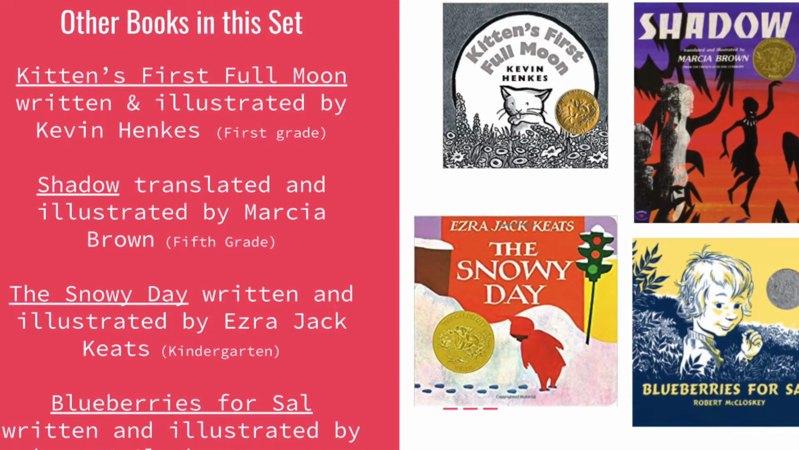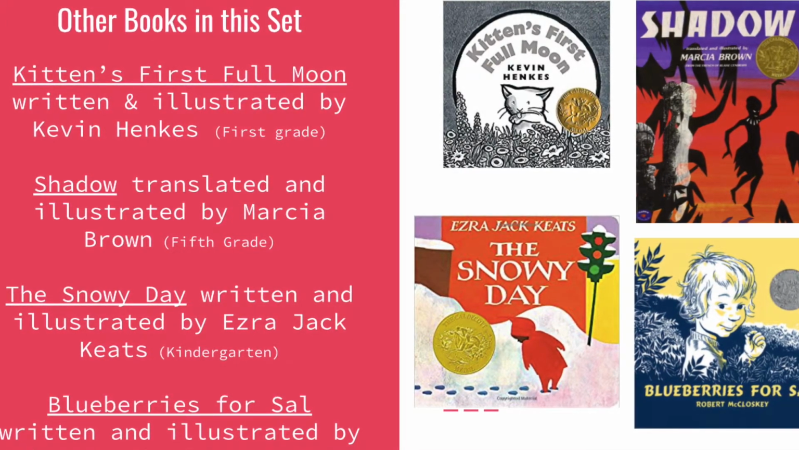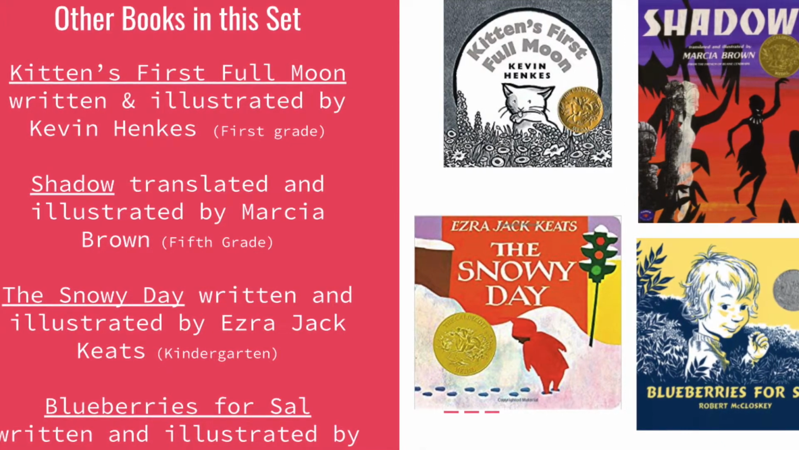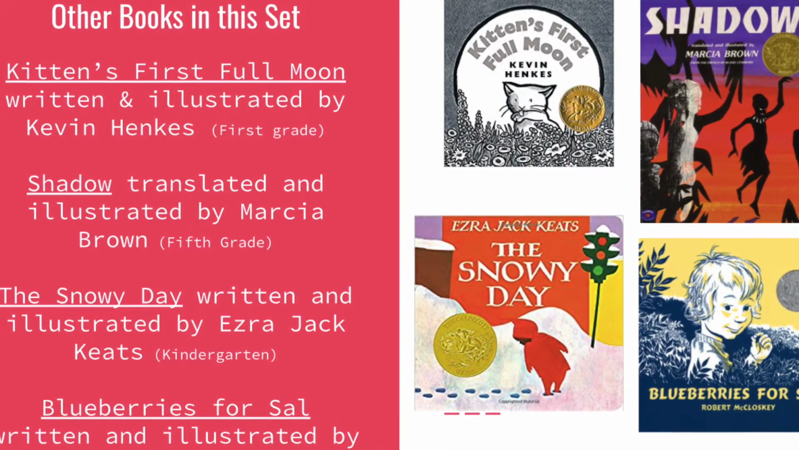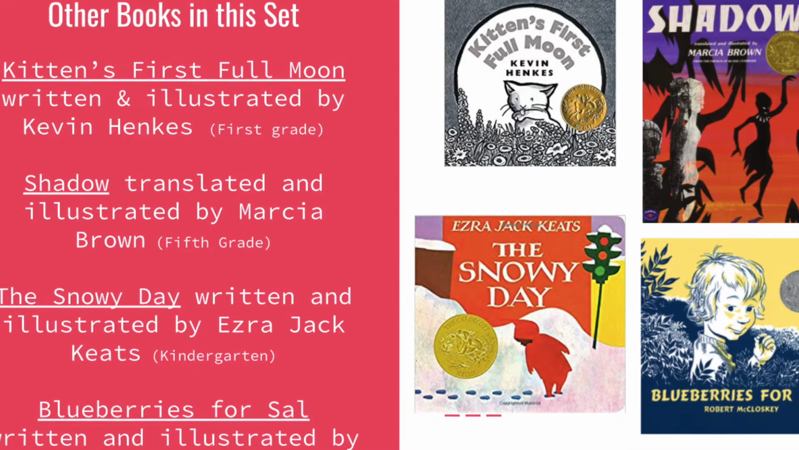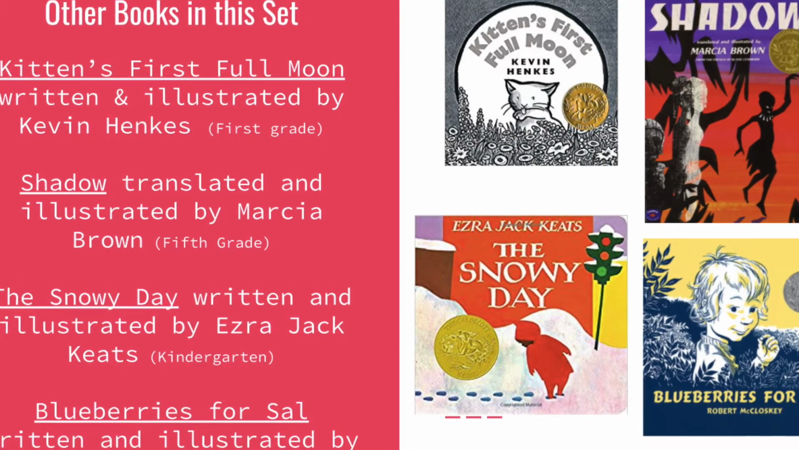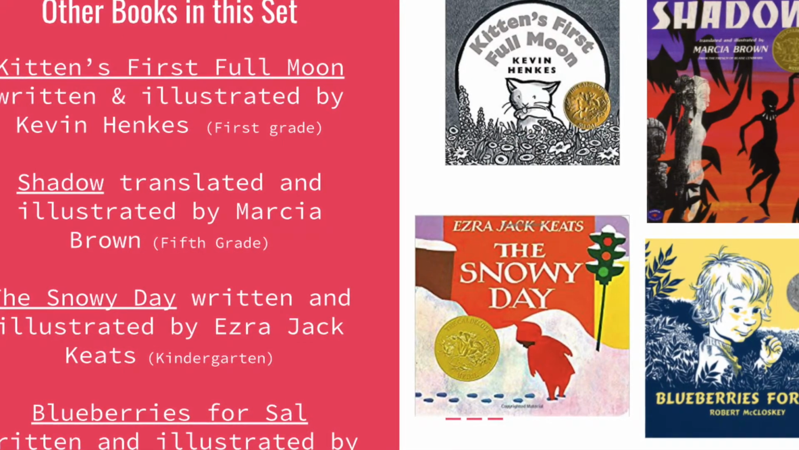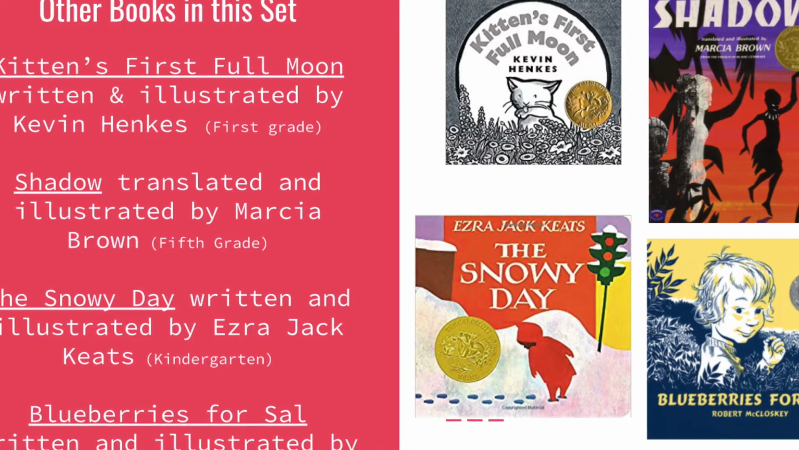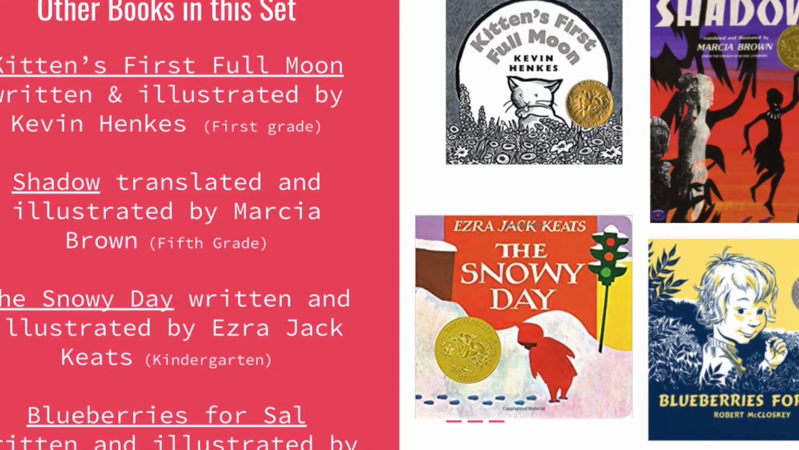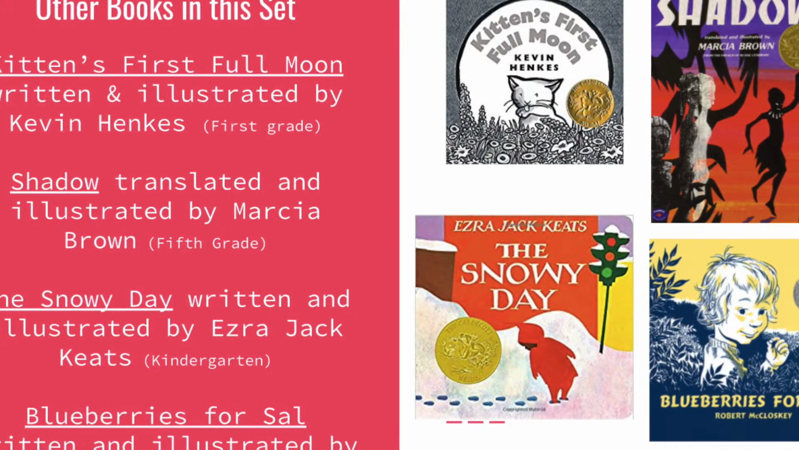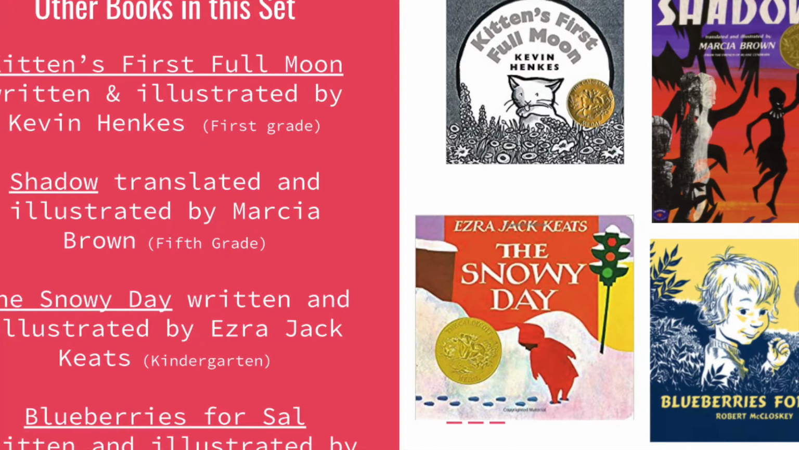Next is A Snowy Day, written and illustrated by Jack Ezra Keats, which is about a little boy named Peter who likes to go out and play in the snow, and the story tells of what Peter did on his snow day. Blueberries for Sal is written and illustrated by Robert McCloskey and is about a little girl named Sal and the adventure that she has while her and her mother are picking blueberries.